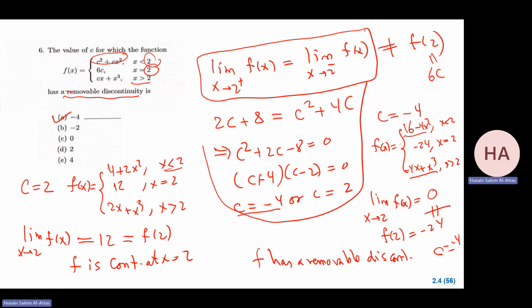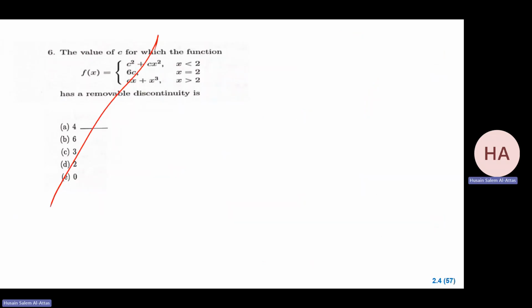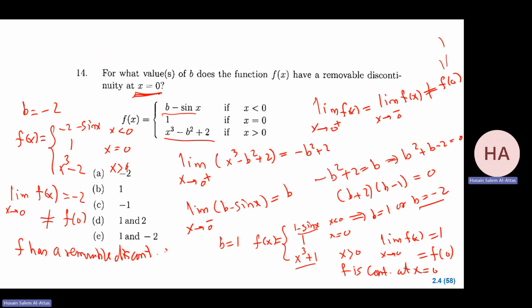Sorry. When c equal minus 4, f has a removable discontinuity at x equal 2. So here we have a removable discontinuity at x equal 0 when b equal minus 2. So that will be the answer.